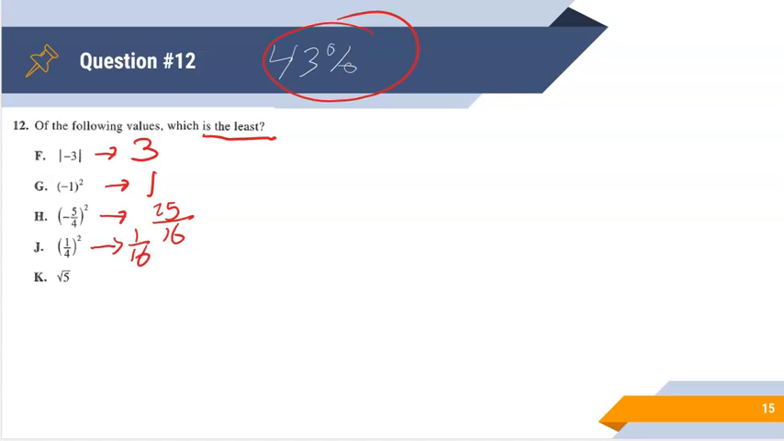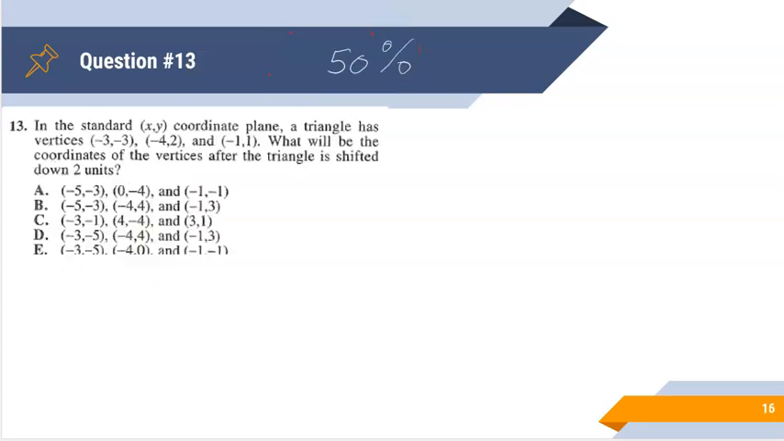And the square root of 5 is 2.23. So we have to figure out which one is the smallest. Well, letter J is the smallest value.